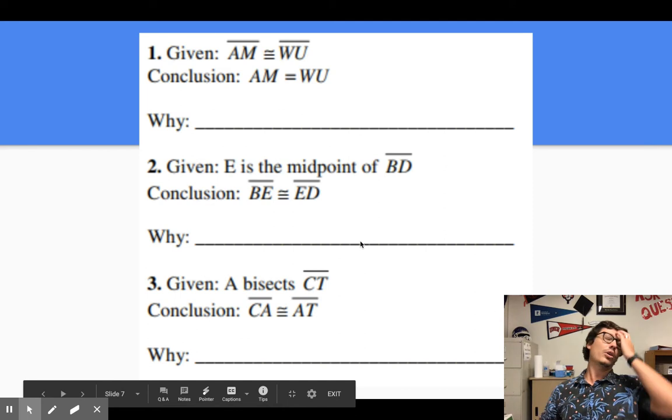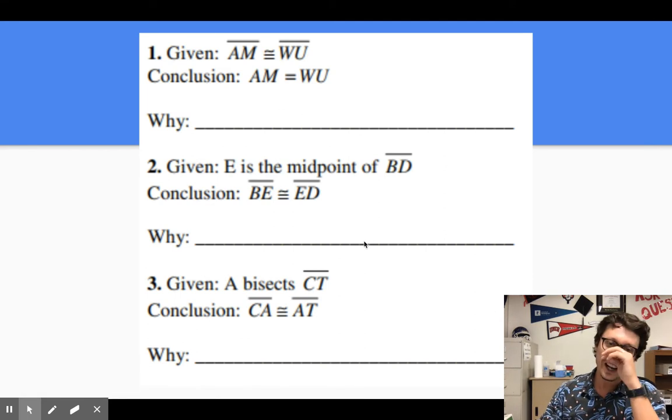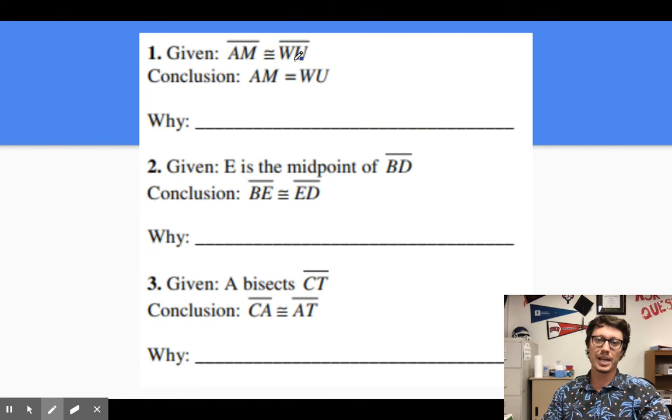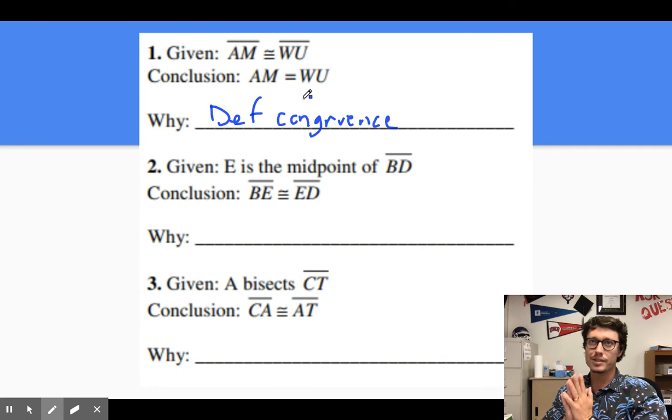Okay, use your definitions and reasons to prove that these things are true. Given that segment AM is congruent to segment WU, we know that AM is equal to WU. So your key, right? Whenever you change from a congruent sign to an equal sign, or the opposite, from the equal sign to the congruent sign, you are going to say that this is proven due to the definition of congruence. Proven by the definition of congruence. All that is saying is that if our two things are congruent, that also means that they are equal to each other.